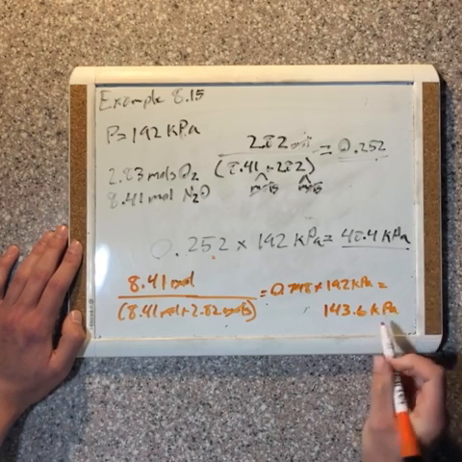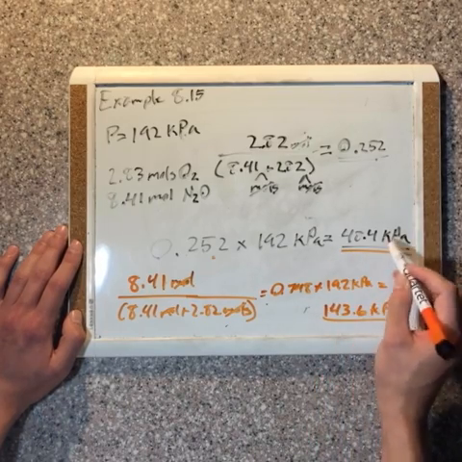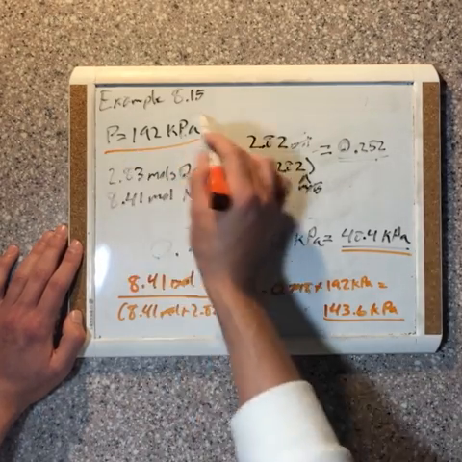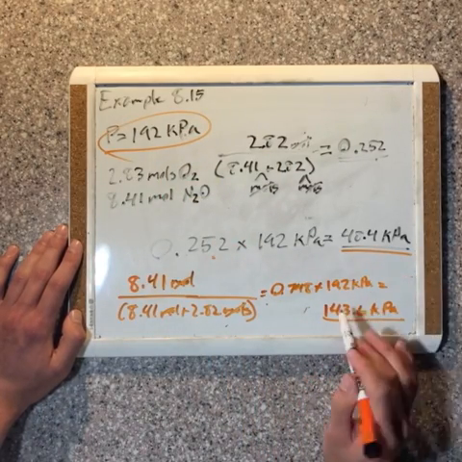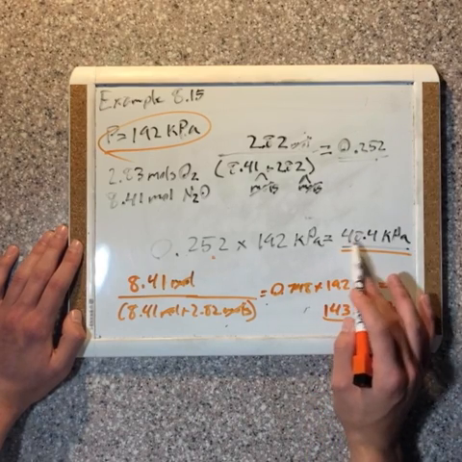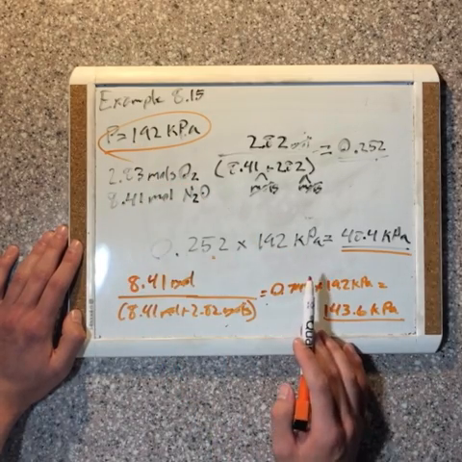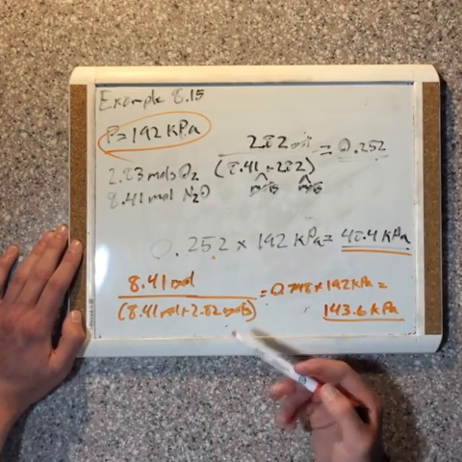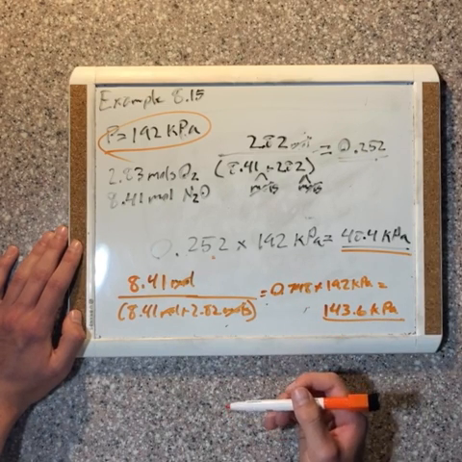kilopascals. Now, if we want to check our answer, we should add these two together and get the total pressure. So on your calculators at home, type in 143.6, add 48.4, and you get 192 kilopascals. So we know we got our answer correct, and we can move on to the next problem.